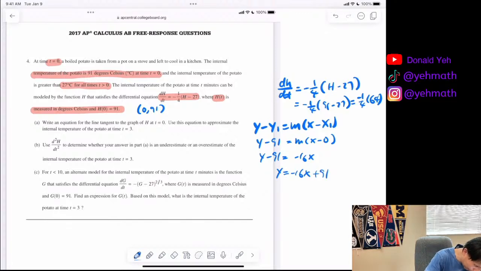Now to approximate something, this is the t, right? They say t equal to 3, to approximate using the equation of the tangent line. y is equal to negative 16 times 3 plus 91. So that's equal to, I don't know, 43. Okay, so that will be 43 degrees.